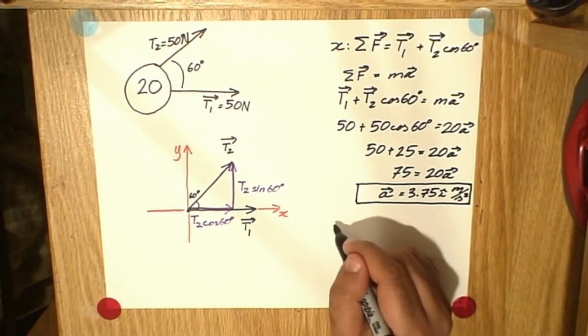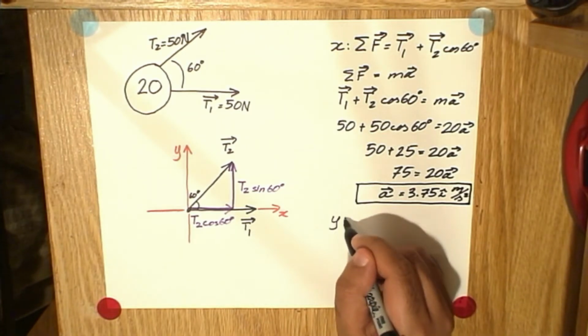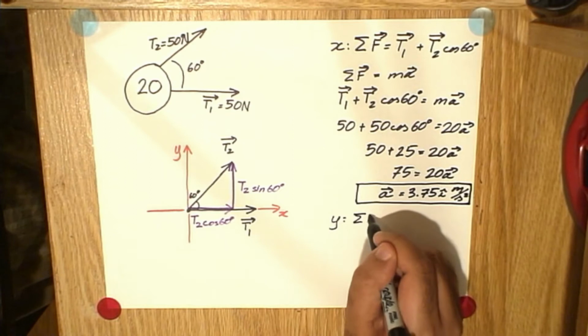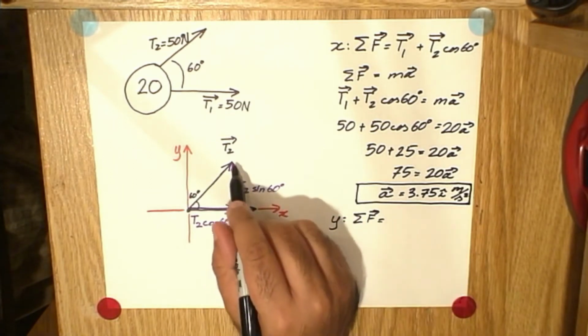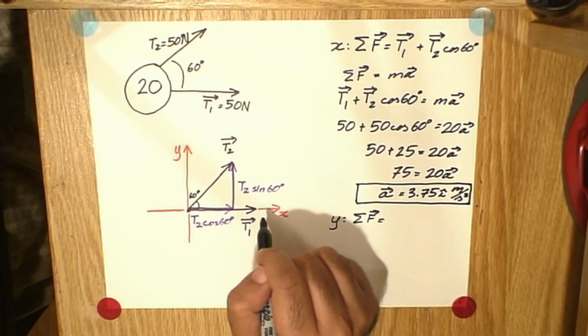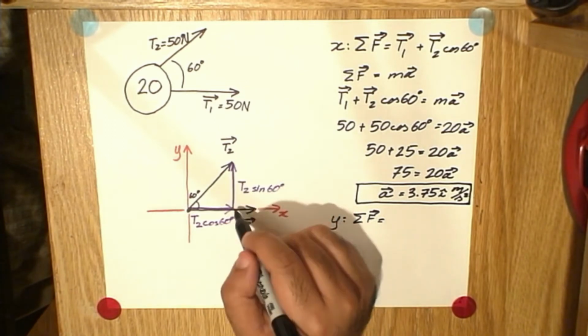What about the y direction? In the y direction, the total force is equal to T2 sine 60 degrees. That's the only force which is operating in the y direction.